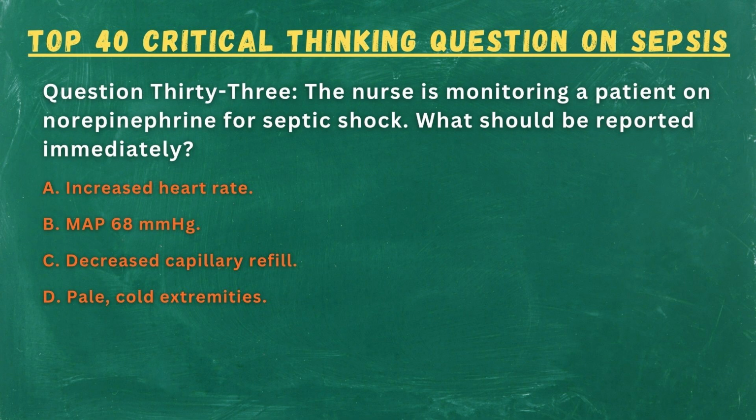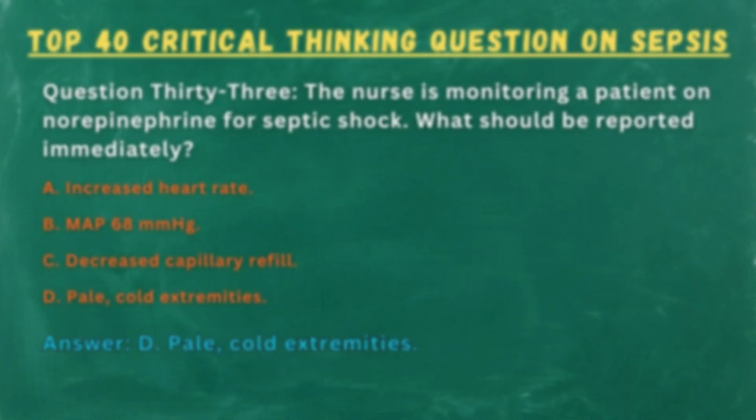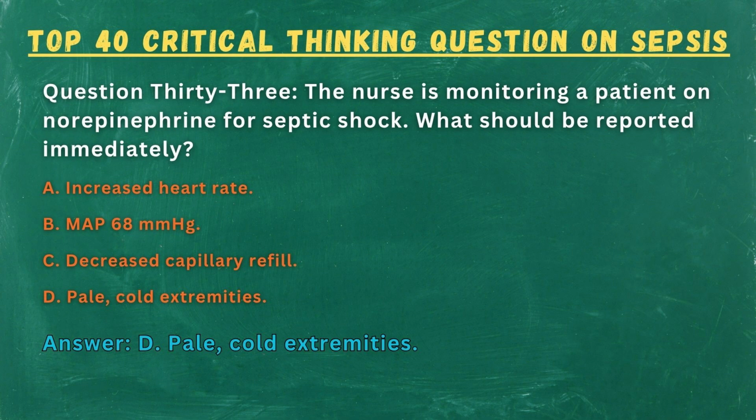Question 33. The nurse is monitoring a patient on norepinephrine for septic shock. What should be reported immediately? A. Increased heart rate. B. MAP 68 millimeters of mercury. C. Decreased capillary refill. D. Pale cold extremities. Answer: D. Pale cold extremities.